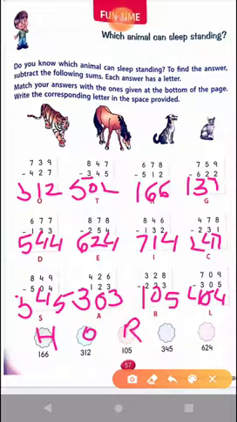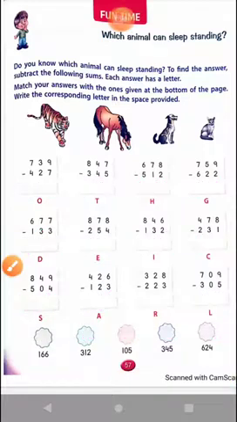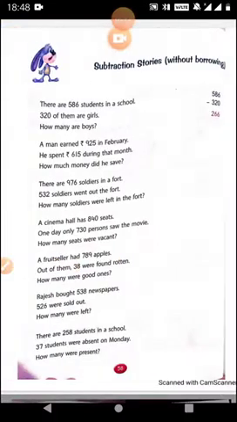For 345, the corresponding alphabet is S. So we write S here. And for 624, the corresponding alphabet is E. So we write E here. So the animal which can sleep standing is horse. We get the answer horse. So this is just fun time. Now we move on to the next exercise.